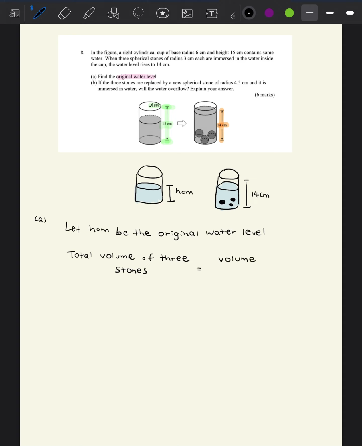So remember, the volume of the stone is a sphere. You know how to find the volume of a sphere, but you forgot to times 3. And this volume will be equal to the water that has risen. So here, 3 of those stones, and the volume of a sphere is 4/3 times pi times the radius of the stone, which is 3, to the power of 3.